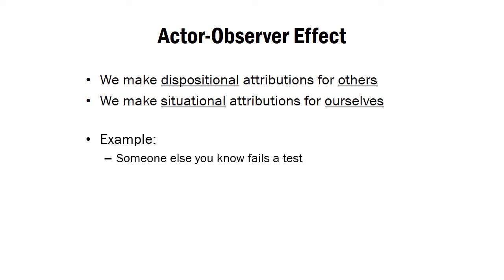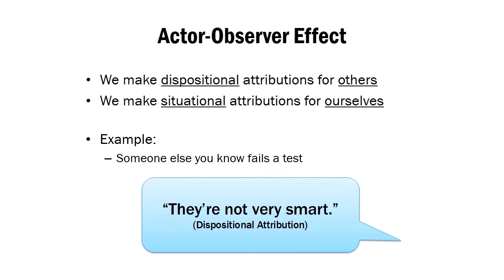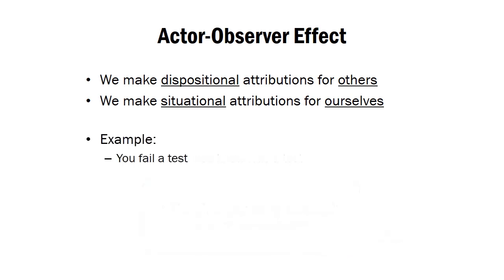For example, imagine that you know that someone else fails a test, and you're tasked with understanding, well, is this a smart person or is this a dumb person? Or is there something else going on in the situation that would explain that failure? Well, when it's another person like this, you're more likely to go, well, that's just a person who's not very intelligent. This is an internal characteristic that caused the failure. Classic fundamental attribution error. So we make the attribution, they're not very smart, dispositional attribution.